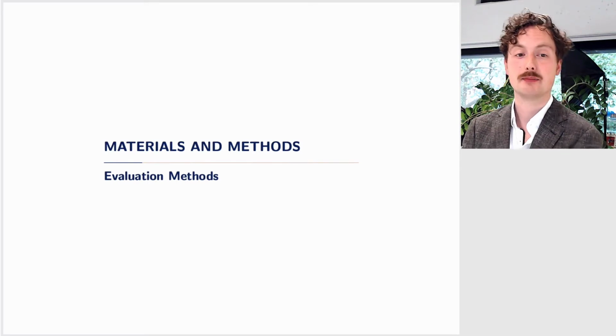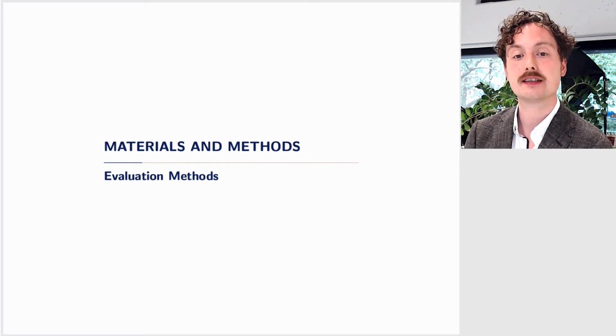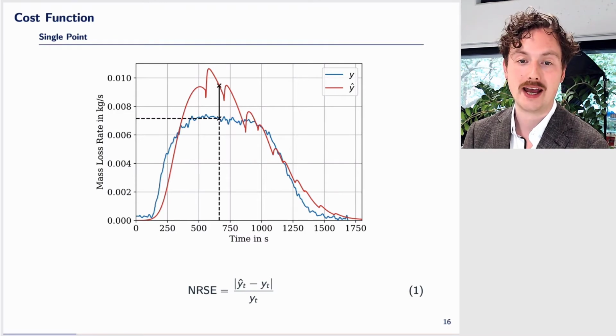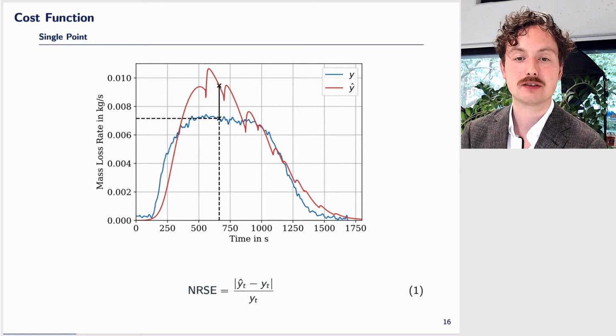And now I talked a lot about evaluation methods. Let's see some cost functions. This figure shows an exemplary mass loss rate of an irradiated sample as a function of time with experimental values y and model values y hat. For the most simple case, one single point can be defined as objective. The error is then the distance between the experimental value y and the model value y hat normalized to y. For example, this could be used for temperature at ignition time.